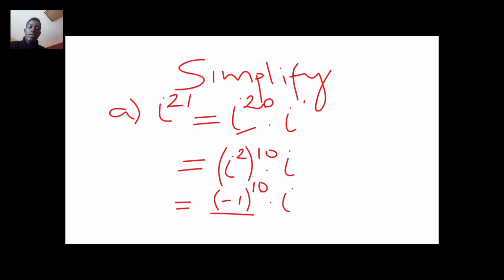When any number is raised to power even number, it will give you positive number afterwards, whether it is negative or positive. Therefore, for this one here, we are going to have 1. Negative 1 raised to power 10 is equal to 1 times i. The final solution here is i for that one. That is simplification. That is how you simplify complex numbers of this form.